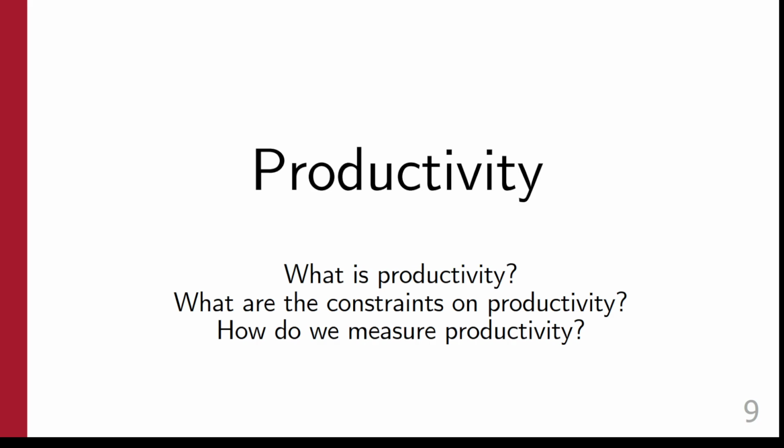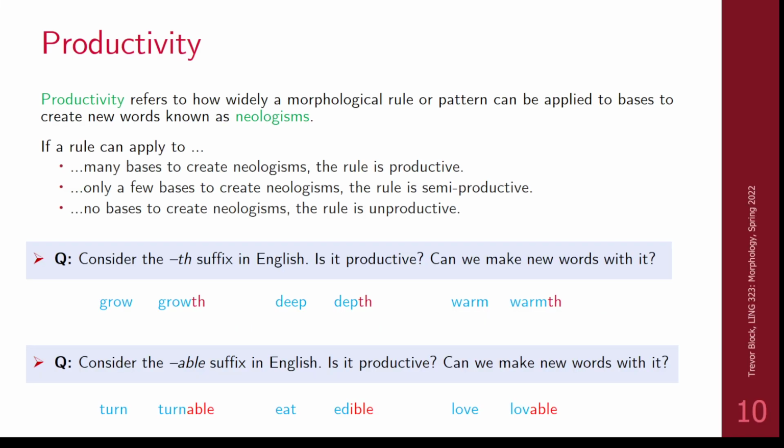So now let's talk about productivity, and we introduced derivation because our discussion about productivity relates to derivation rather than inflection. So what is productivity? What are the constraints, and how do we measure it? Okay, so productivity is a measure of how widely a pattern or rule creates new words. And those new words are called neologisms. I've heard every single pronunciation, so whatever you want to say is fine.